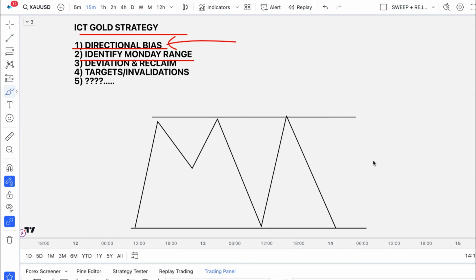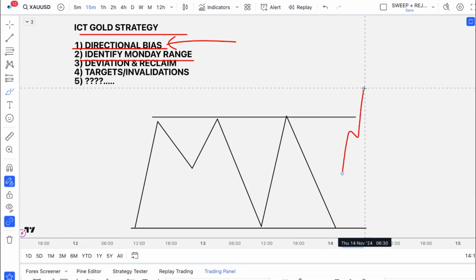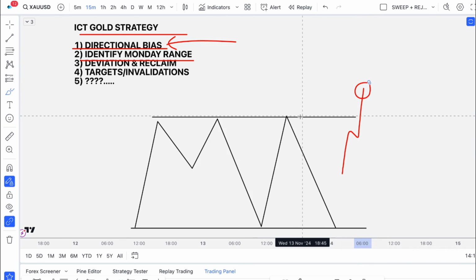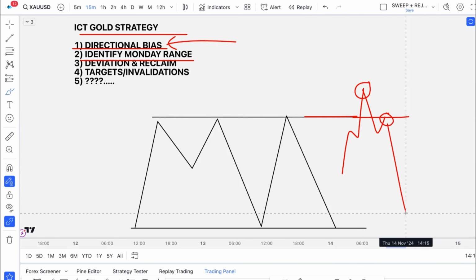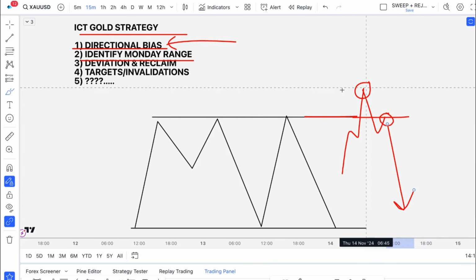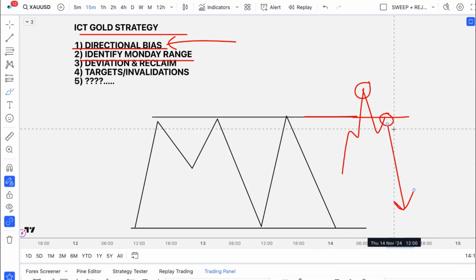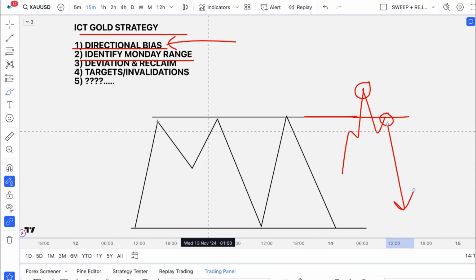And all that we're simply looking for, if we are sell bias on the market, is step number three. We're looking for a deviation above the range high, above Monday range high. Then we're looking for a reclaim of this range high right here. And then we can look to short this back to the downside, because this would be classified as a deviation and a reclaim. And therefore, sellers are back in control of this market.